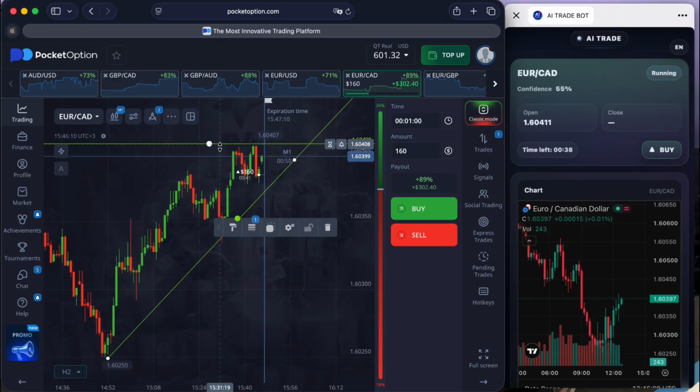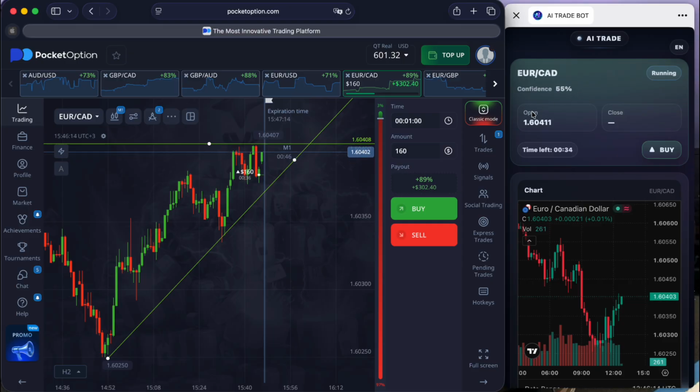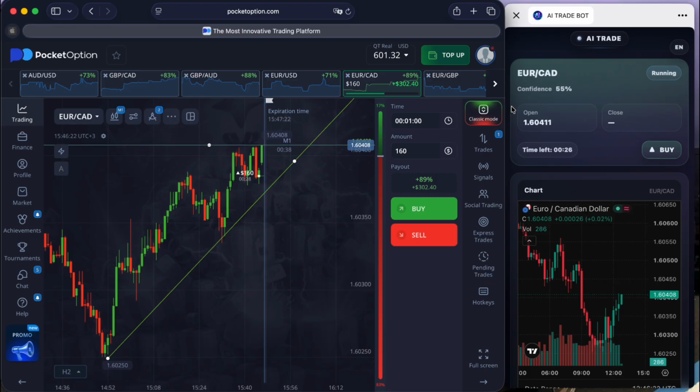It reads this situation with perfect accuracy and gives us the correct signal with 55% confidence. The payout on the asset is 89%. Let's add another $140 to our deposit. Thus, we will bring the goal for this trading session closer to our account.